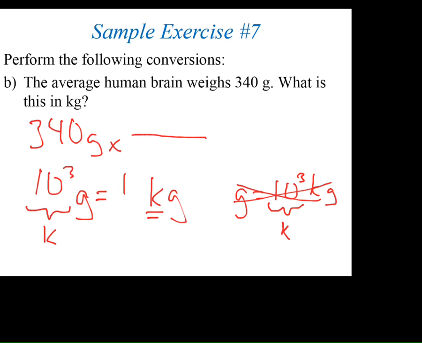So I'm starting with grams, which means the gram part has to go where? Top or bottom? It has to go on the bottom for it to cancel, right? So I put 10 to the third grams on the bottom and 1 kilogram on top. Okay, so grams cancels now, and we're left with kilograms, which we want.